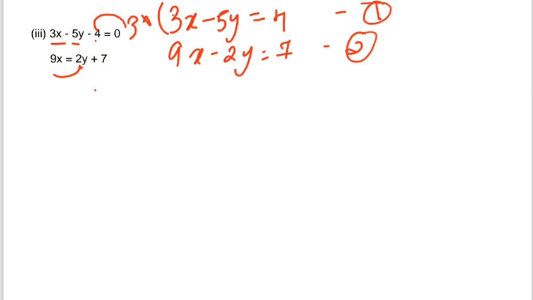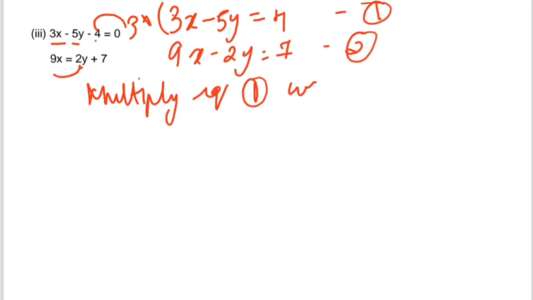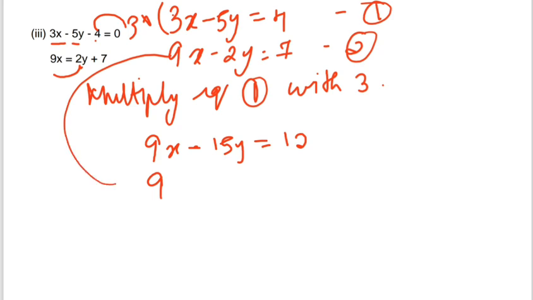So multiply equation 1 with 3. So to cancel the x variable, 3 into 3x is 9x. 3 into minus 5y is minus 15y, and 3 4s are 12. So this is the first equation, and we are writing the second equation as it is. 9x minus 2y is equal to 7.